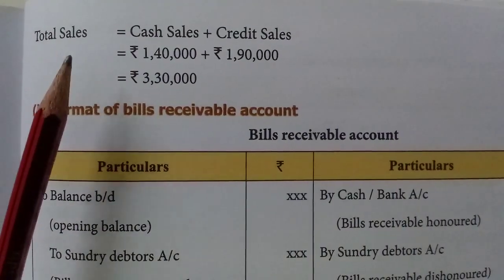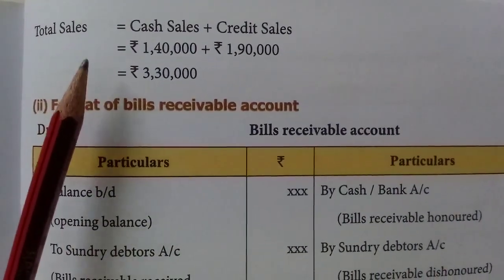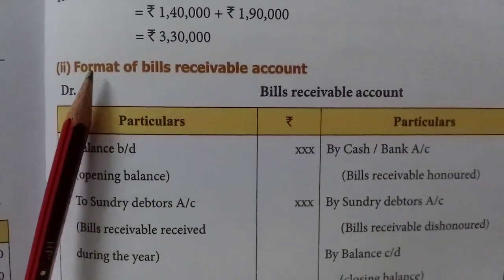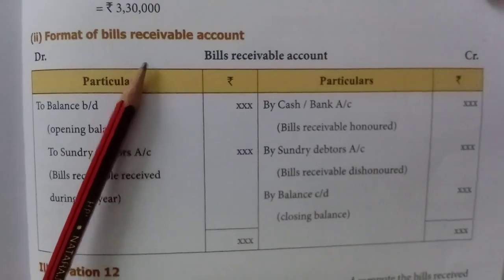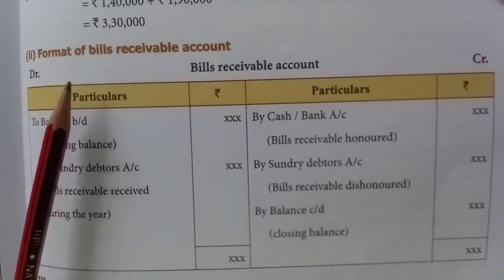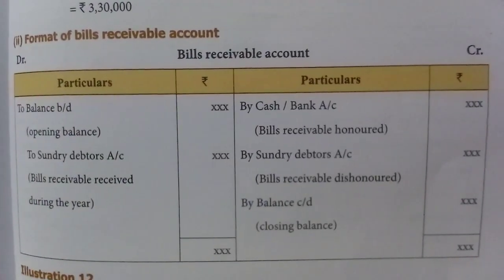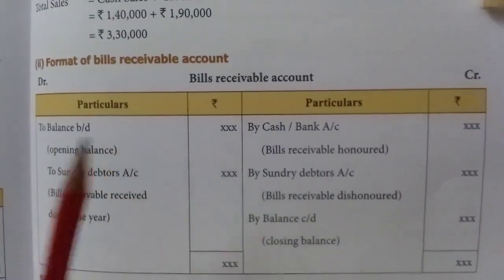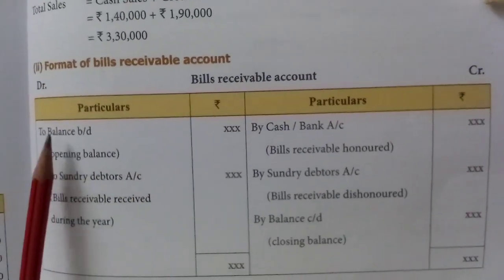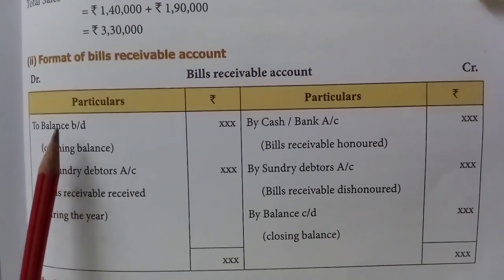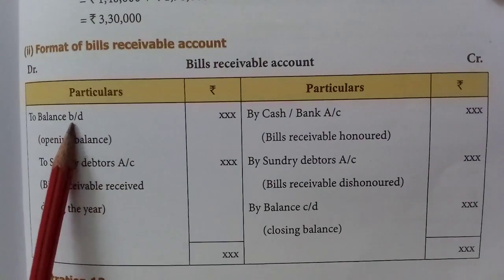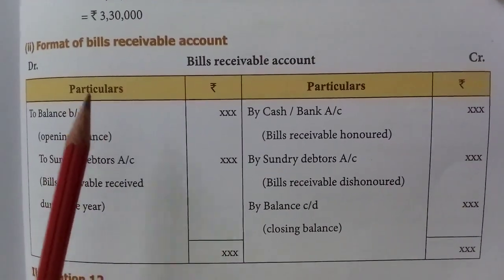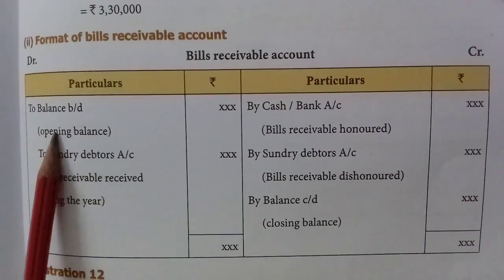The same method is given in exercise 10 and 11; you can do them. Now let us go to the next one, the bills receivable account. Bills receivable account is related to the debtors account. Let's see the format of the bills receivable account. Bills receivable is also a current asset. Opening balance will come on the debit side because it is an asset. To balance brought down, opening balance.